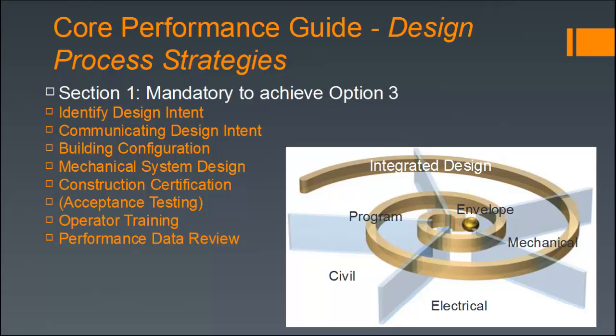Here are the procedures necessary in Section 1 of Option 3: identify design intent, communicate design intent, building configuration, mechanical system design, construction certification, operator training, and performance data review. So it's really encouraging a more integrated design and communication throughout to come up with a comprehensive plan for energy efficiency.